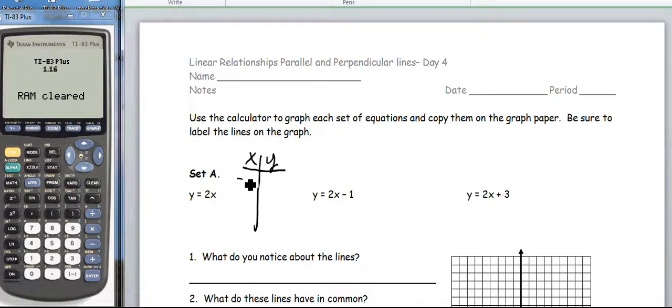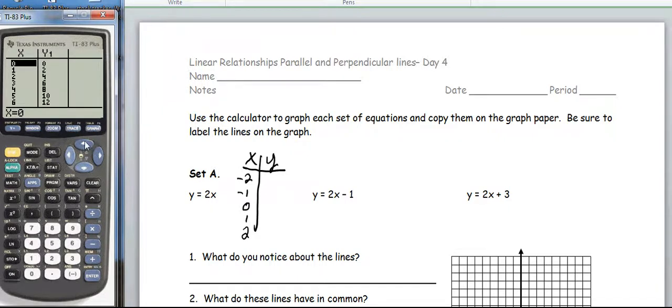X, Y, we're going to do -2, -1, 0, 1, and 2. We're going to go over here and plug in y equals 2x. Second graph to look at our table. Then we're going to fill in our values. So our values are -4, -2, 0, 2, and 4.